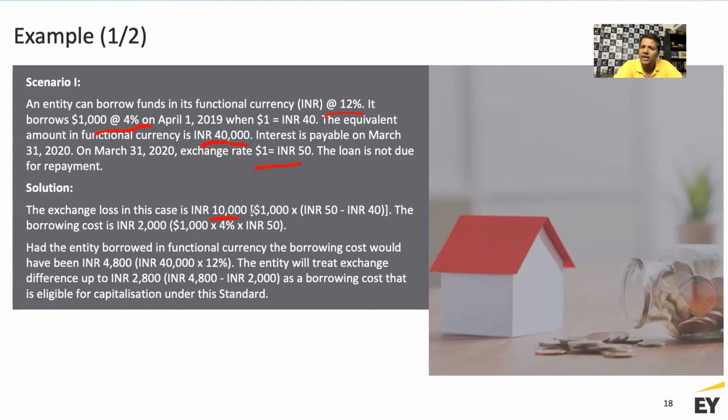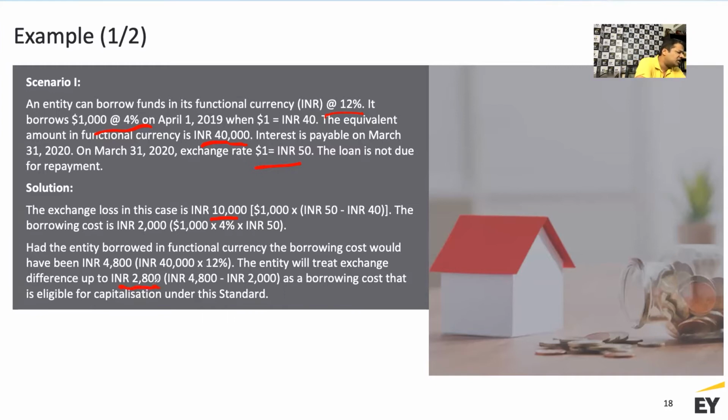Had the entity borrowed money in the functional currency, how much would the borrowing cost have been? The rate at which I can borrow in my functional currency is 12%. So if I had borrowed at the rate of 40, I would have paid 40,000 multiplied by 12% for 1 year, which is 4,800. Against this 4,800, I've already paid interest of 2,000, which is 4% multiplied by INR 50, the prevailing rate on the date it is due. The entity will treat the exchange difference up to INR 2,800.